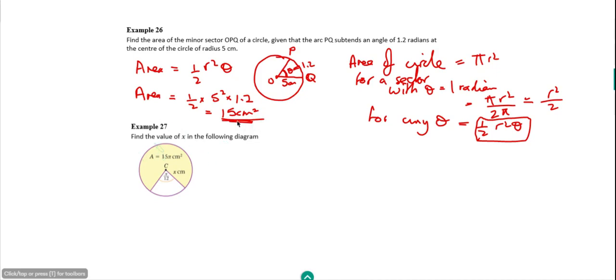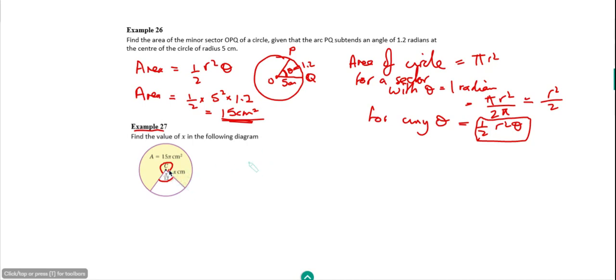Okay, so now we're going to look at example 27. We've got to find the value of x in the following diagram. What we're given is the angle of what you would call the minor sector, but we're actually given the area of the major sector, which is the other side, the reflex angle on this side. And what we've got to find is this radius x.